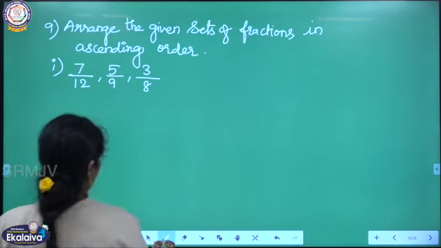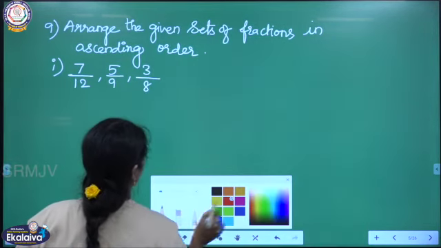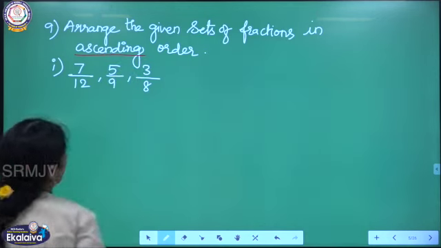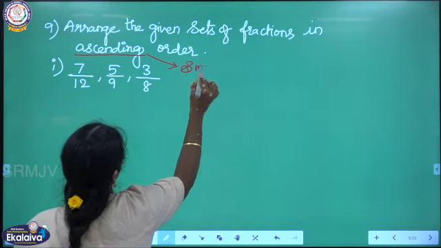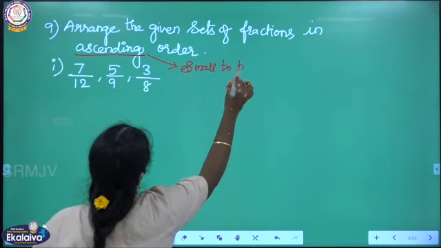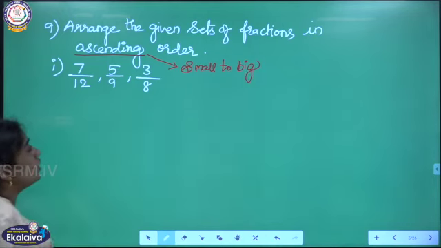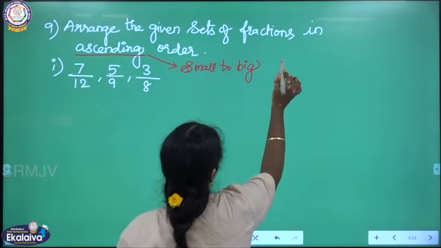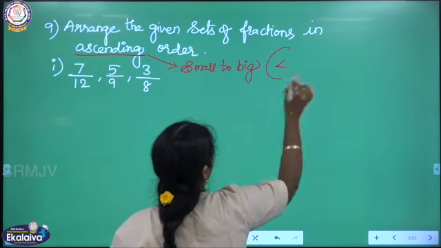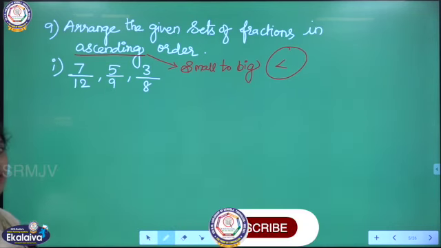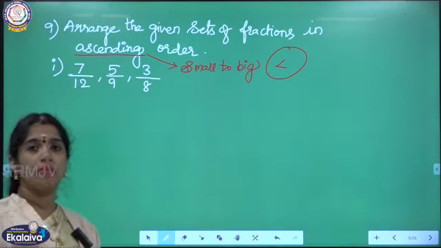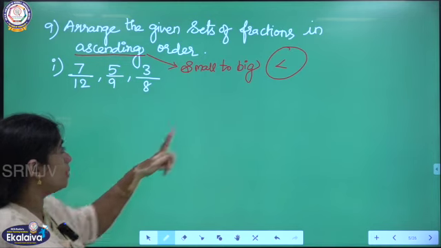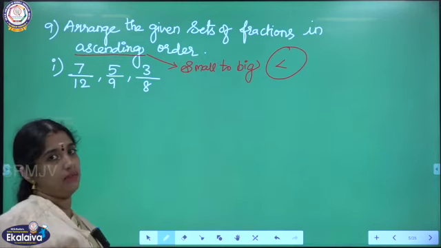So listen. Ascending order. How can I arrange in ascending order? Small to big. Ascending order means I am going to arrange from small to big, and I am going to use a symbol, the less than symbol, for the ascending order. Can you clear this, children? Ascending means I arrange from a small number to a big number, and in the middle I put the less than symbol. Got it?